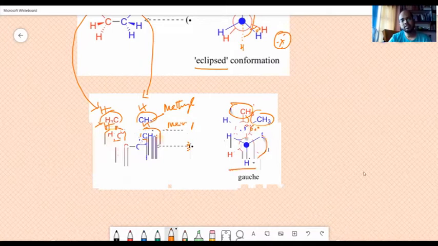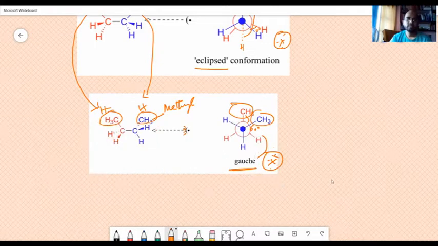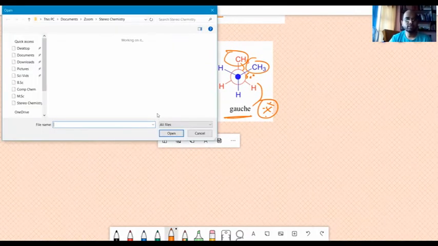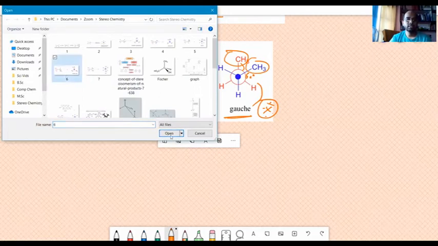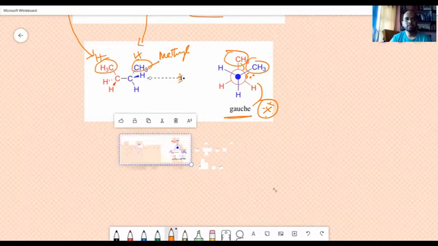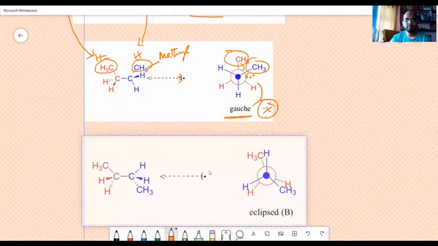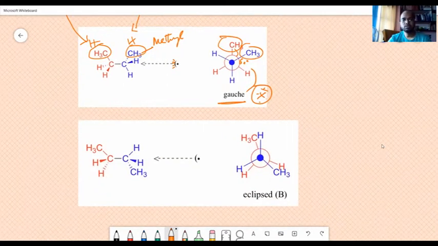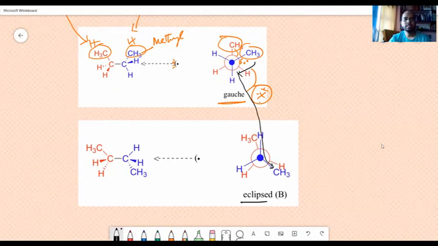It is called the gauche form, and it is important. Gauche also has some literal meanings in English, but you don't need to bother about that. Here you should remember that the gauche form is one in which a methyl group is substituted by a hydrogen atom. Later, the two CH3 groups have moved by another 60 degrees. When it is moved, it comes like this. It is known as the eclipsed form.